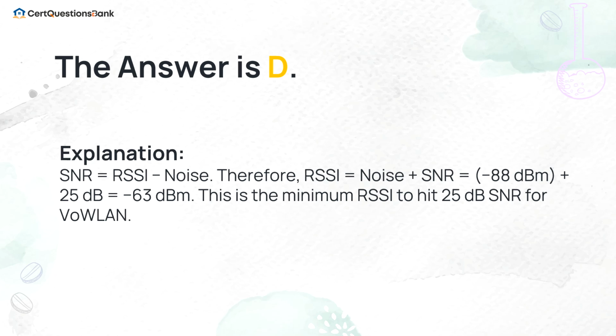SNR equals RSSI minus noise. Therefore, RSSI equals noise plus SNR, which is -88 dBm plus 25 decibels, equals -63 dBm. This is the minimum RSSI to hit 25 decibels SNR for VoWLAN.